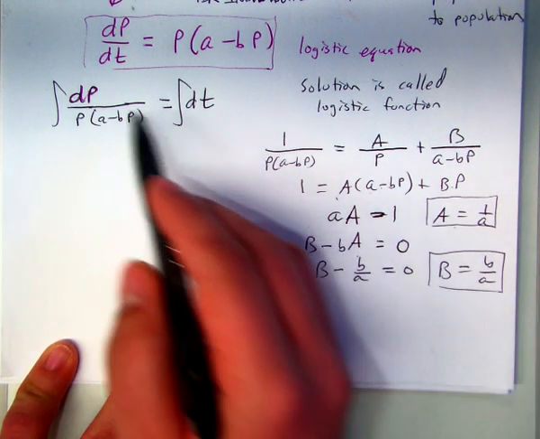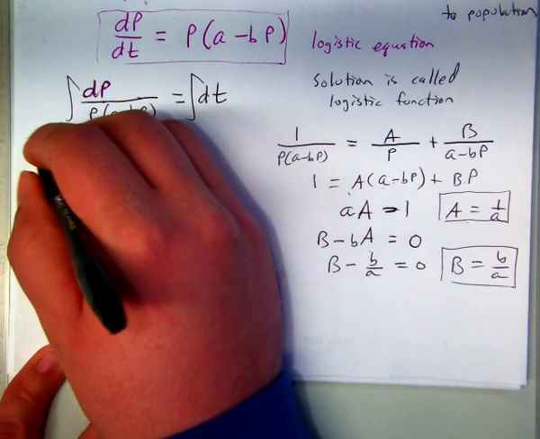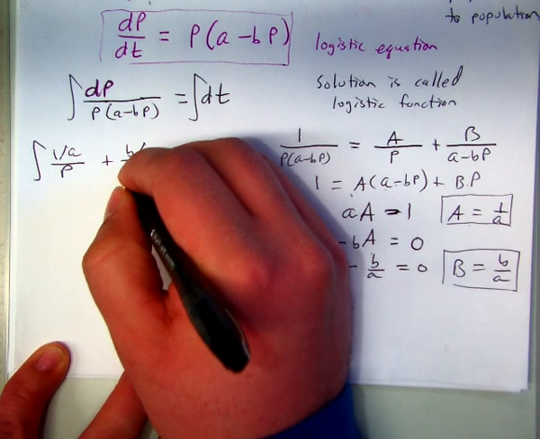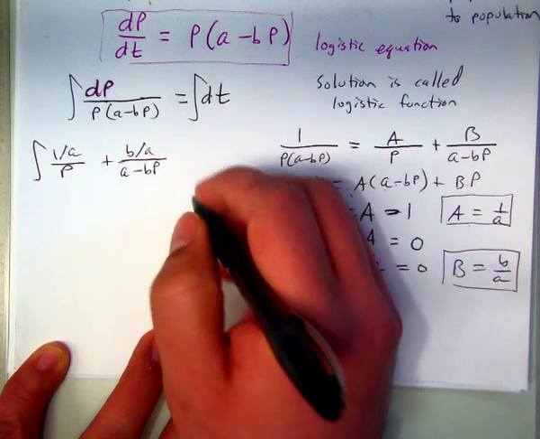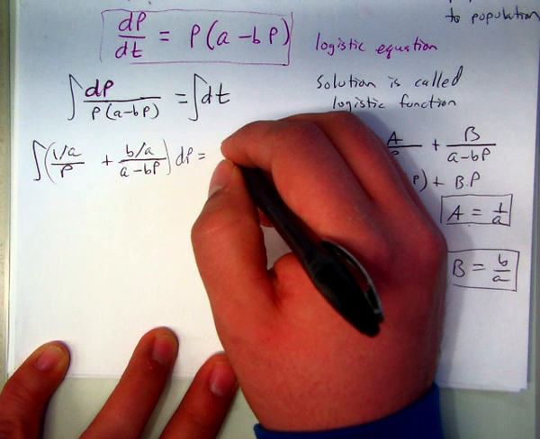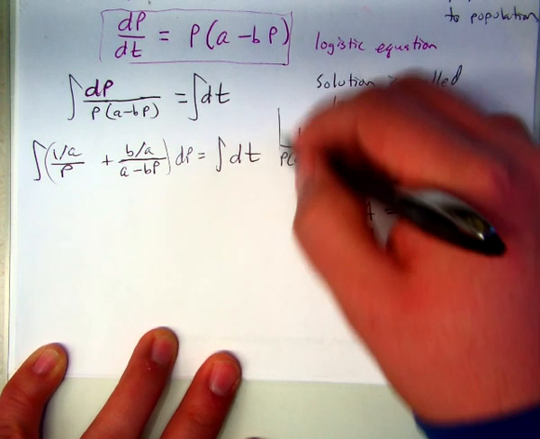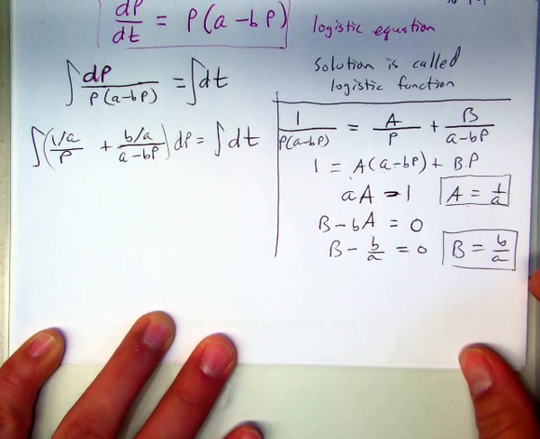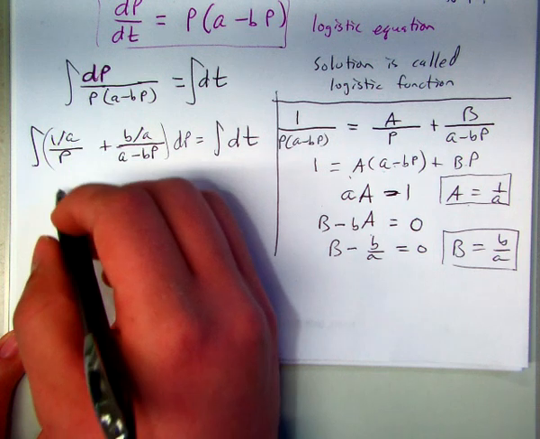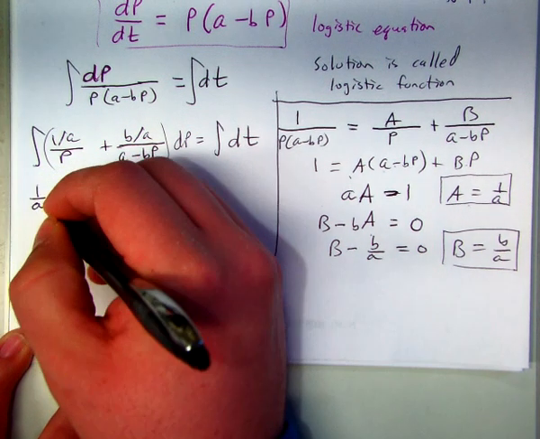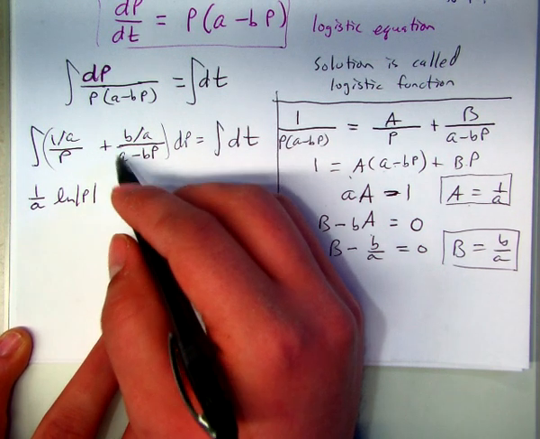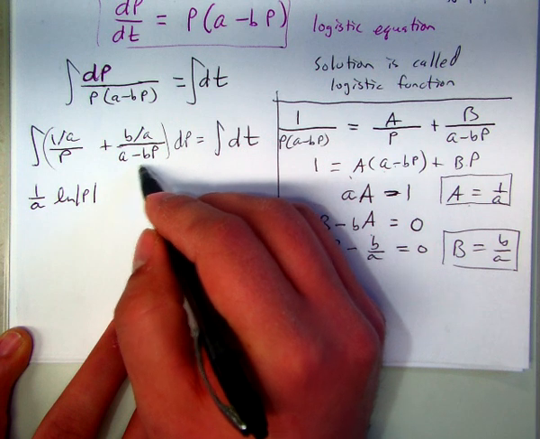Now you can replace the numerators back here on the left-hand side, so what we're really doing is integrating 1 over a over p plus b over a minus bp, and that's all dp. We're still integrating dt on the right. Alright, integral of 1 over a. 1 over a is a constant. So we'll have 1 over a times natural log of p. And then, let's see here, we're going to get natural log of a minus bp.